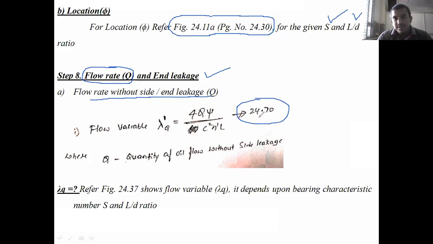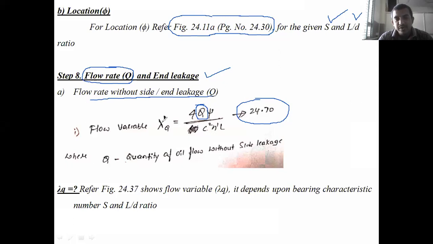In equation 24.70, the flow variable lambda suffix q is equal to 4 times q into xi, whole divided by c square n prime l. Now our aim is to calculate what? The flow rate without side leakage. The q I want to determine.